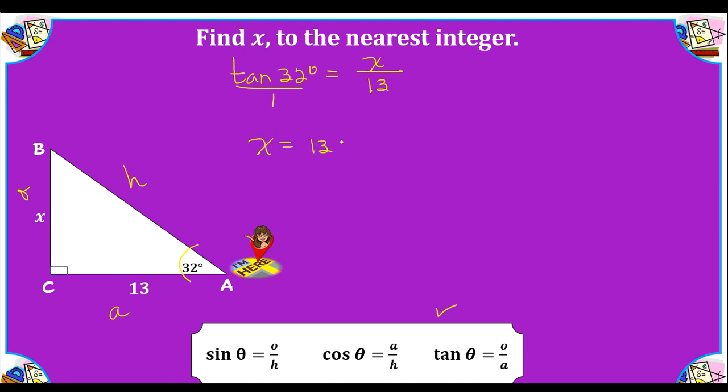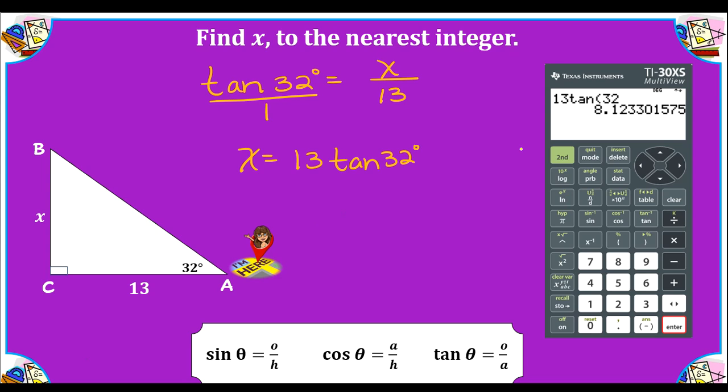Remember to bring your 13 out front as your coefficient. X is isolated again in this case, so just in your calculator, put in 13 times tangent 32. And we get 8.1233 and so forth. So rounding to the nearest integer, my side length of BC is 8.